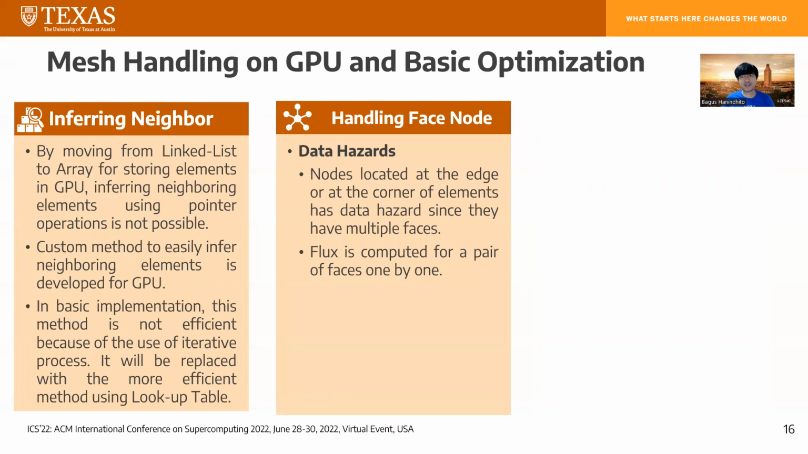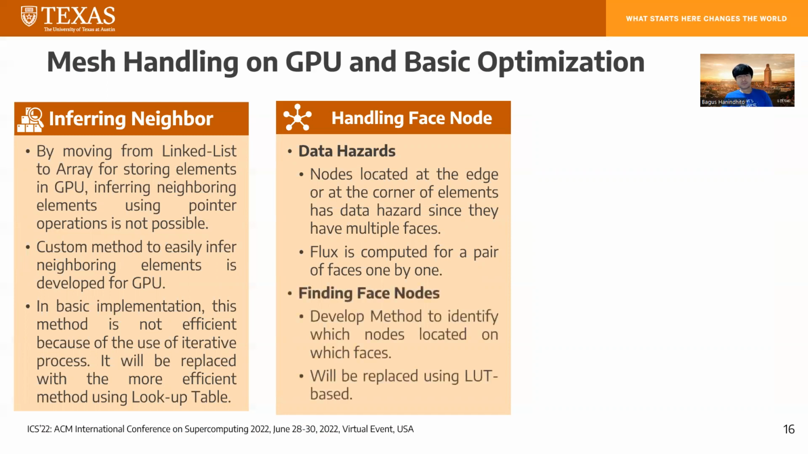Secondly, we need to handle face nodes. There are data hazards, especially for nodes that are located on the edge or on the corner of the elements, because these nodes have multiple faces. The solution is that we serialize the flux computation face by face. Then we need methods to find which nodes are located on which faces. We developed these methods, but they are not that efficient, so we will replace them with a LUT-based approach, just like the one that we are using for neighbor lookup.